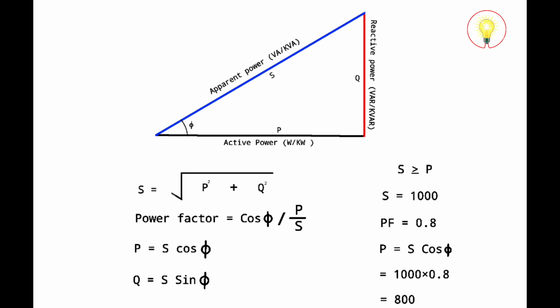Once again, look at this diagram. Apparent power S equals the square root of P squared plus Q squared. Power factor equals cos phi or P by S. Phi is the angle made by P and S. P equals S cos phi, Q equals S sin phi. Sometimes S can be greater than P or equal.